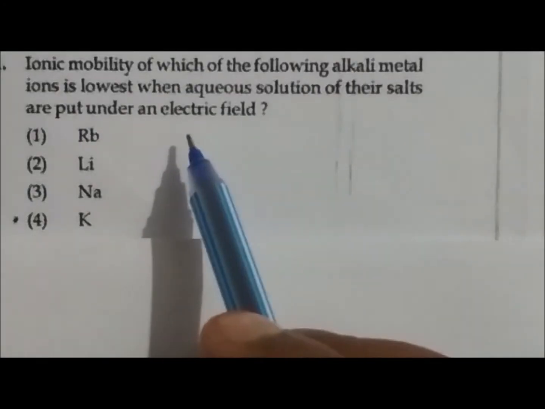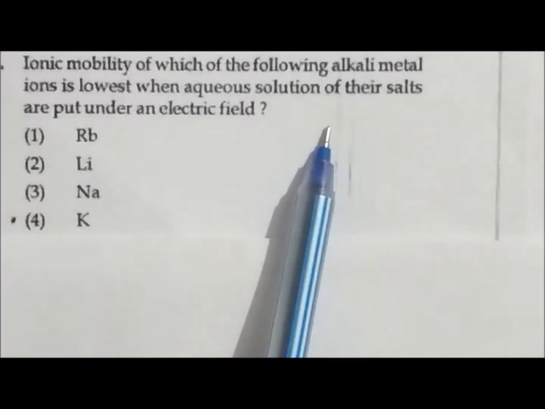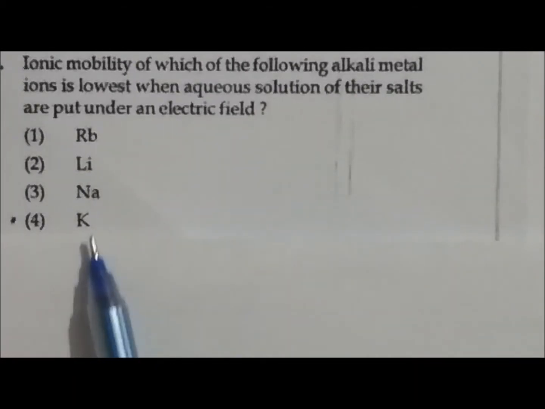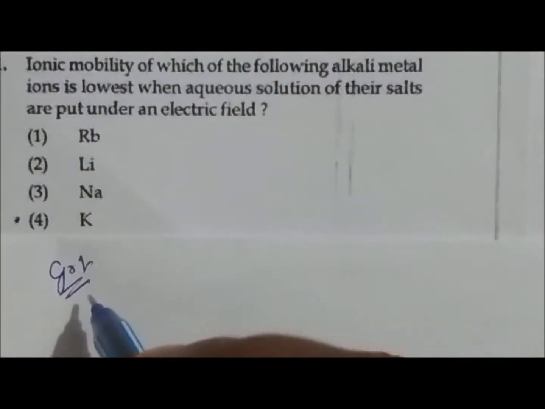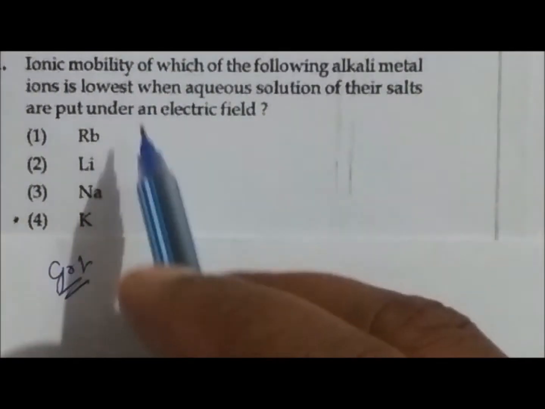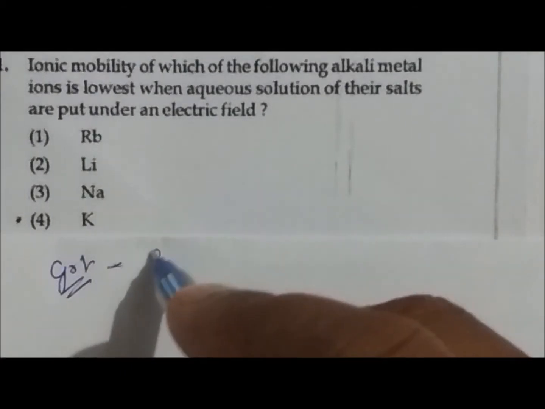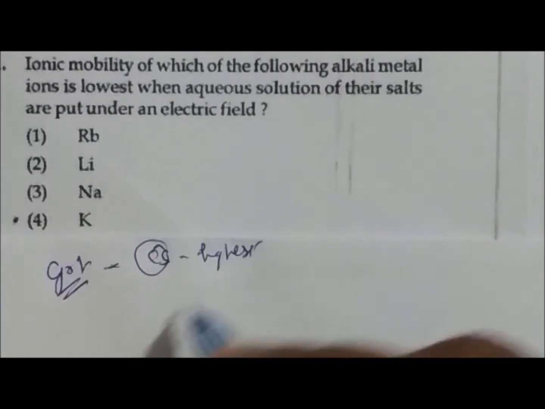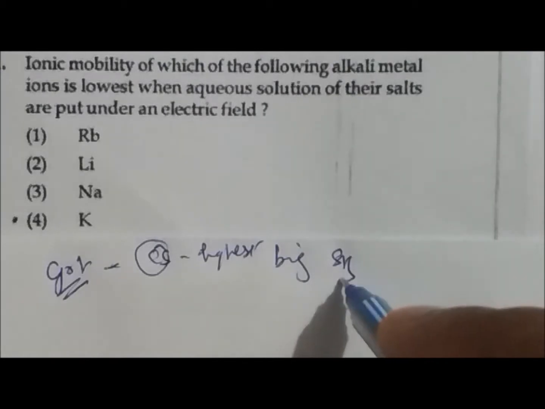Ionic mobility of which of the following alkali metal ions is lowest when aqueous solutions of their salts are put under an electric field? Now all belong to group 1 elements. Okay. In this case, what happens? Ionic mobility is highest when the metal is largest in size. So in this group, cesium mobility is highest. Then which is lowest? Because it has a big size, that is your big size.